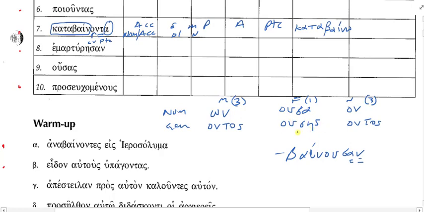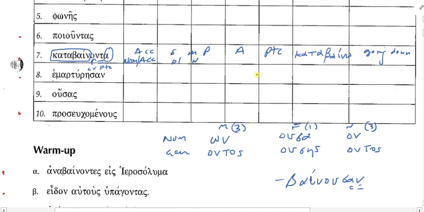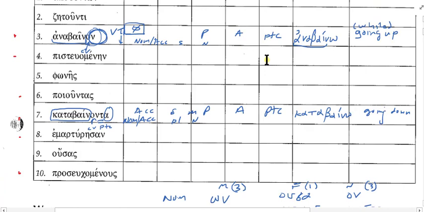Okay. So we'll translate this as going down or while going down. All right. Any other parsing questions here?